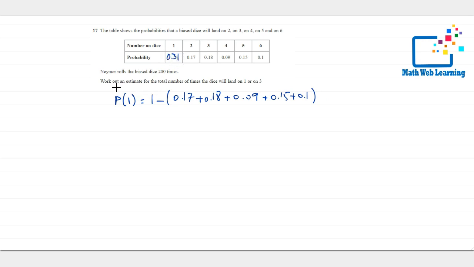0.31. Okay. We need to calculate an estimate of the total number of times the dice will land on a 1 or on a 3. Let's do probability of landing on a 1. You do 0.31 times 200, which gives you 62. Probability of landing on a 3 is 0.18 times 200. It's going to be 36. You add the 2. That's 98. So that's your answer. 98 times.